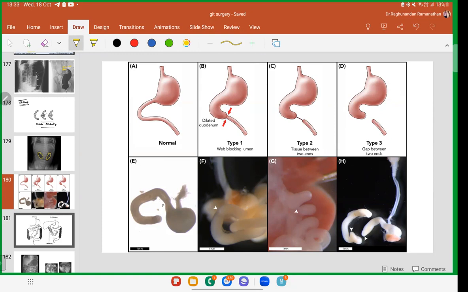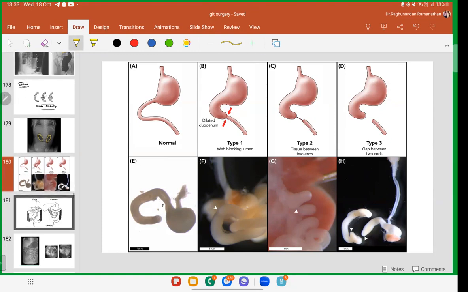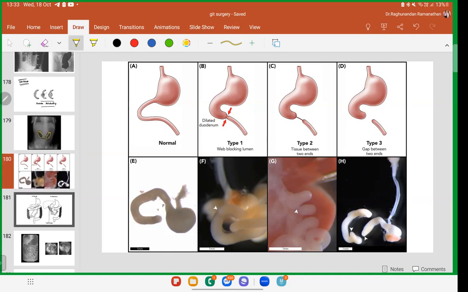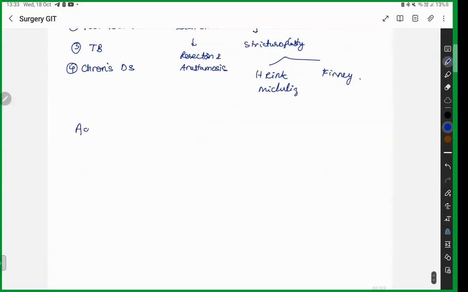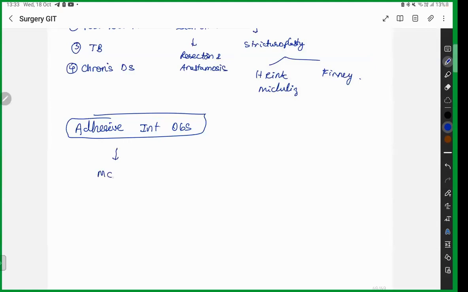And next is going to be your adhesive intestinal obstruction. So what happens in adhesive intestinal obstruction? Just write it down. Adhesive intestinal obstruction. Number one, it is going to be the most common cause of bowel obstruction. Even though we have discussed everything, this is going to be the most common bowel obstruction that you need to understand.